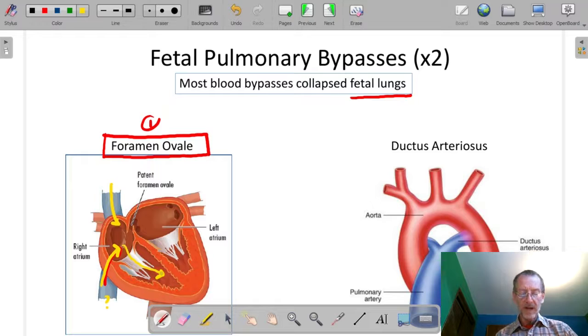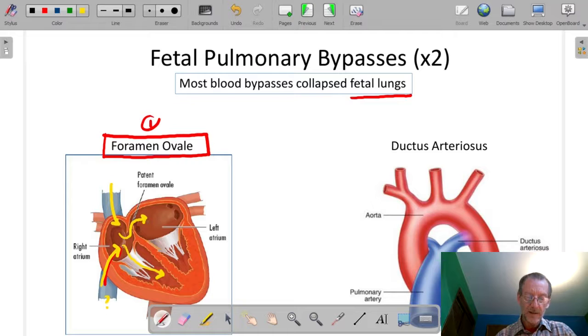But one of these bypasses is the foramen ovale, and it is between the right and left atrium. So the blood passes through this little foramen, through that hole. It just bypassed the right side of the heart. It entered the right atrium, but it just bypassed the right ventricle. So that blood is not going to the lungs.